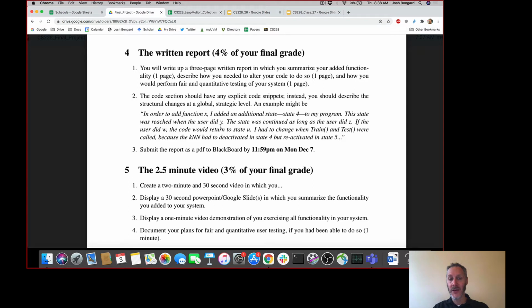When they did, that triggered state 4. State 4 was continued as long as the user successfully signed the answer to mathematical equations. If the user failed to do so, the code would return to state 3. This also required me to change when training and testing were called, because the KNN had to be deactivated in state 4 but reactivated in state 5, and so on and so forth. Okay, this is obviously just a hypothetical here, but this is meant to give you an idea of how we want you to describe the code restructuring required to support your added functionality.